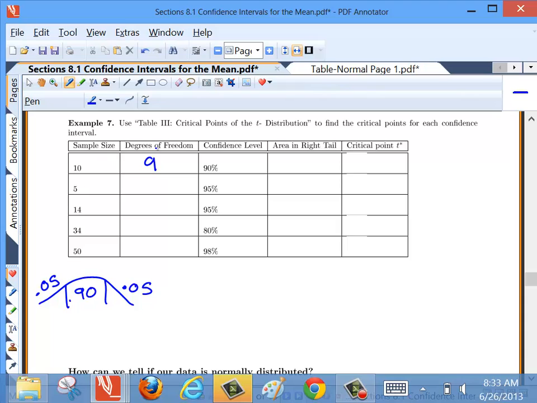So for a sample size of 10, 9 degrees of freedom, the area in the right tail for 90% is 0.05. Okay. And now we need to go find our critical point. Sorry, I copied these notes over, it's still a t-star. And we need to go to the t-table.